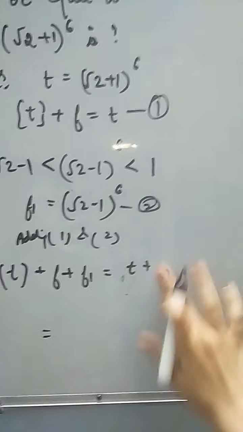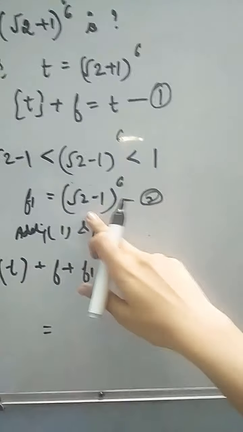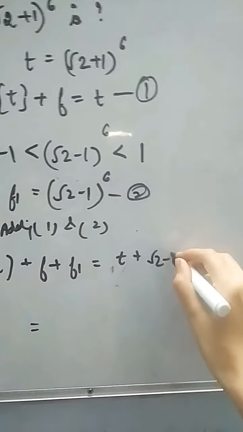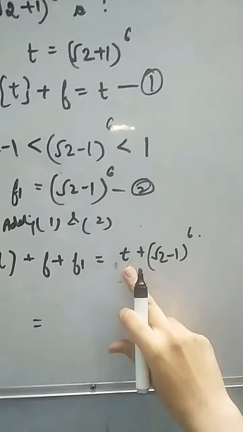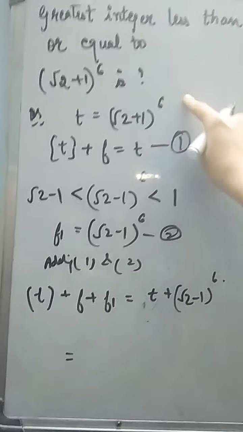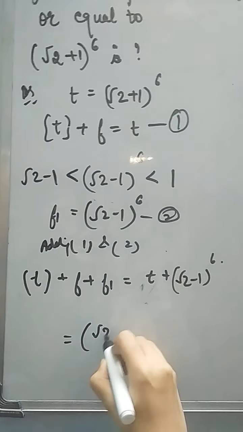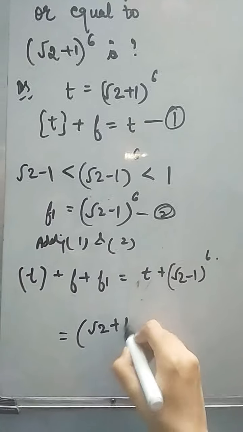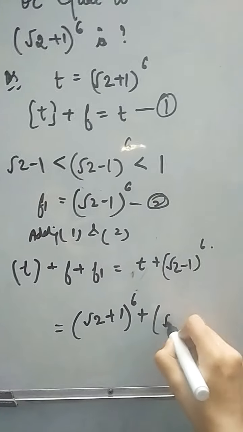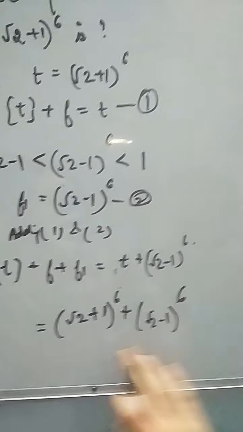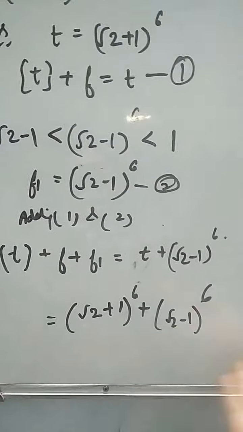Oh sorry, this is not f1. Yeah, this is f1, but its value is written here. So t is what? (Root 2 plus 1) raised to the power 6. So we can write it as (root 2 plus 1) raised to the power 6 plus (root 2 minus 1) raised to the power 6. Now we know what the binomial theorem is and we will solve it according to that.